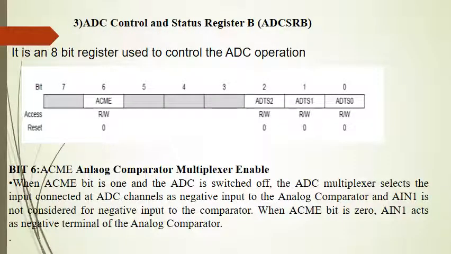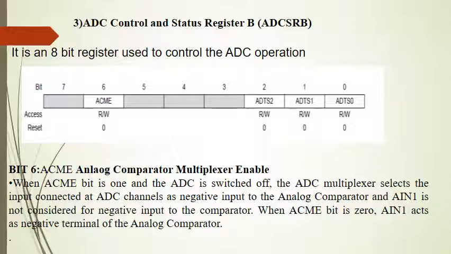Coming to the next register, that is the ADC control and status register B. We have to study the sixth bit of this register, that is the ACME bit, which is nothing but analog comparator multiplexer enable. Before proceeding with the status of this bit, let us roughly understand what this comparator is. Actually, the ATmega328 has two pins for analog voltage comparison. If you check the pin diagram, you will see there are two pins named AIN0 and AIN1.